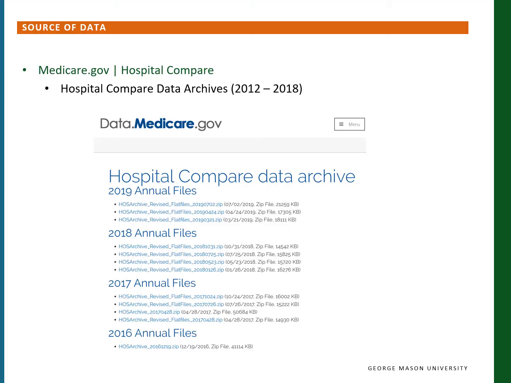So my source data was selected from Medicare.gov, Hospital Compare. This site contains zip files of hospital data for various years. As you can see from the screenshot below, once you select an archived flat file, it then unzips and provides you with different measures for various hospitals. My data will be between 2012 to 2018.